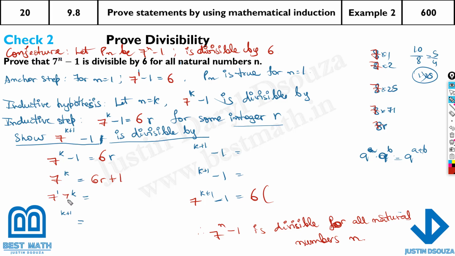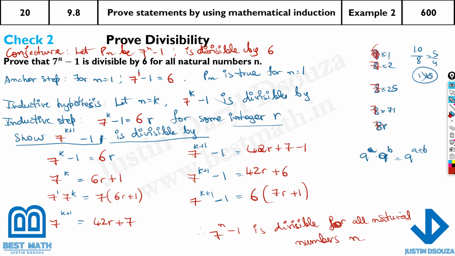And then we will multiply both the sides by 7. So we get 7 times 6r plus 1, and here we have 7^(k+1) because the power 1 and k, you can add them up. Here 7 times 6 is 42r plus 7. Now here you need to subtract both the sides by 1. So this is 42r plus 7 minus 1, which is going to be 42r plus 6. Left side is done. Now what happens here? Can we take the factors out? Yes, it will be 6 times 7r plus 1, and this is it.